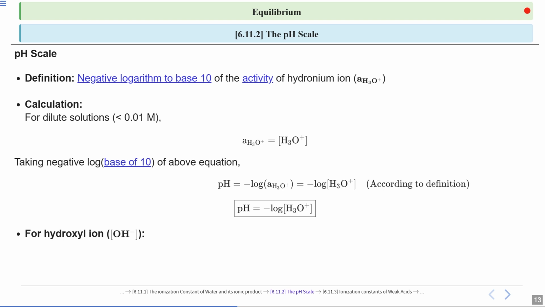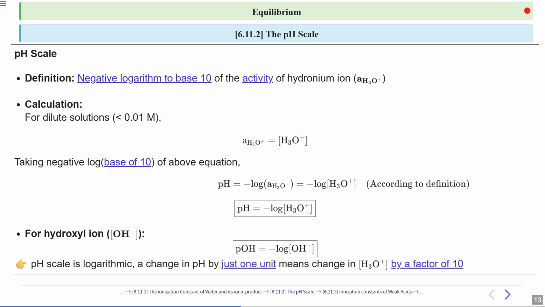Now similar to pH, we have this P term for the OH minus concentration as well. How do we define it? We write pOH is equal to minus log of the hydroxide concentration. So these two formulas are used, and at 298 Kelvin, the pH and pOH will have a summation of 14. That is the part which is used in most of the numericals, and this value can change with temperature. You should remember this also.